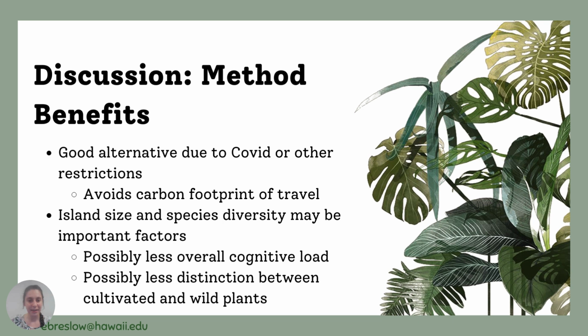I suggest that having a smaller overall cognitive load due to botanical diversity might affect the ways that people are able to name plants, as well as potentially having a weaker distinction between what is a cultivated plant and wild plant might affect the more universal things we would expect to see when doing this kind of research.